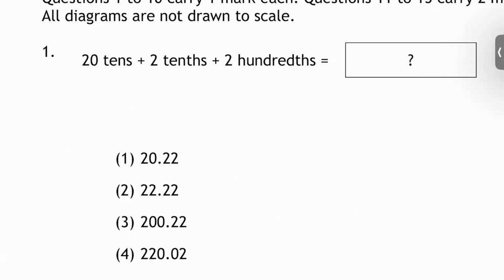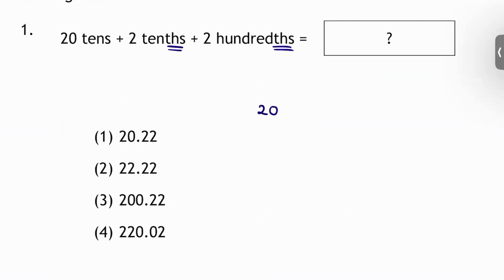Okay, first question, 1 mark. 20 tens, 2 tenths, and 2 hundredths. What does it equal to? So 20 tens is 20 multiplied by 10, which means that this is 200. 2 tenths is 2 multiplied by 0.1. So this gives me 0.2. 2 hundredths is 2 times 0.01. So this will be 0.02.